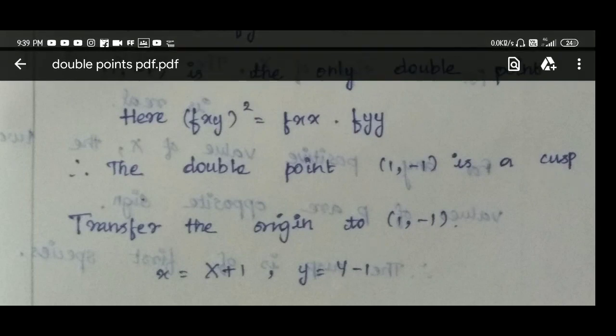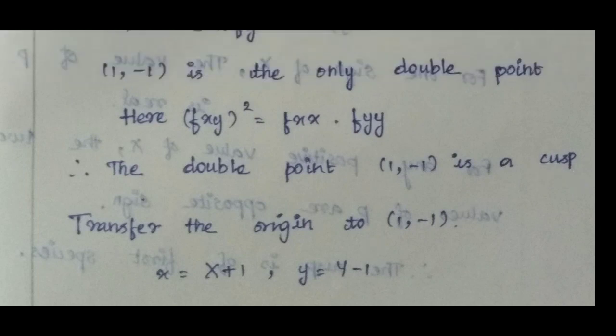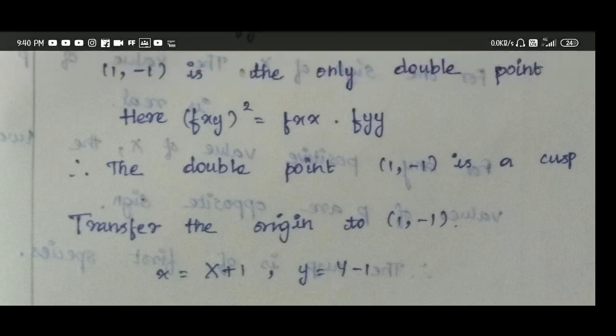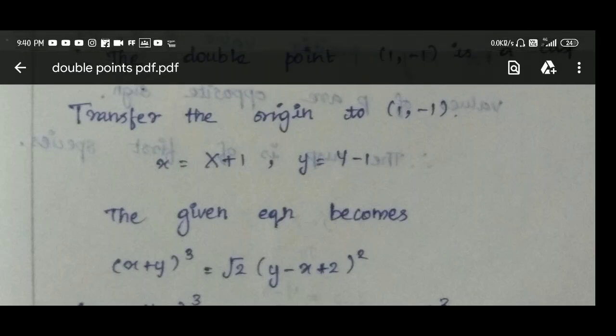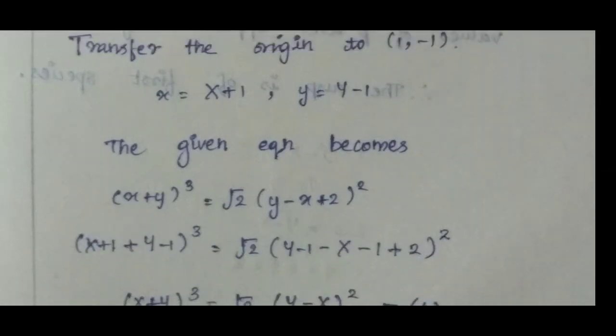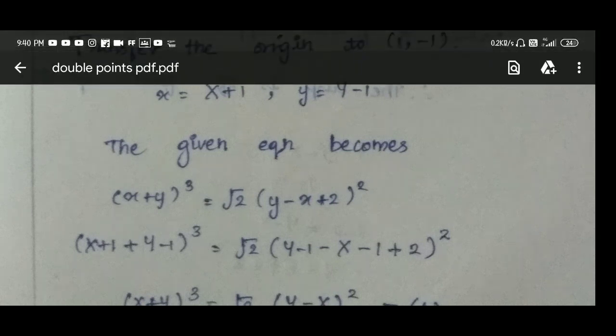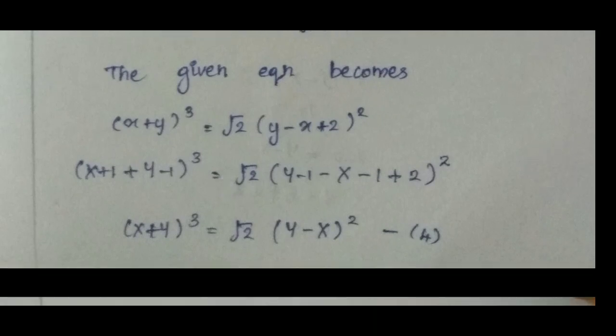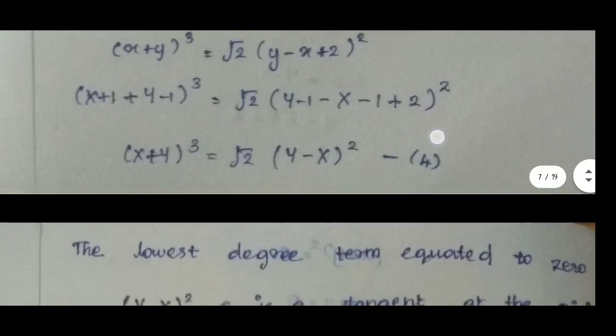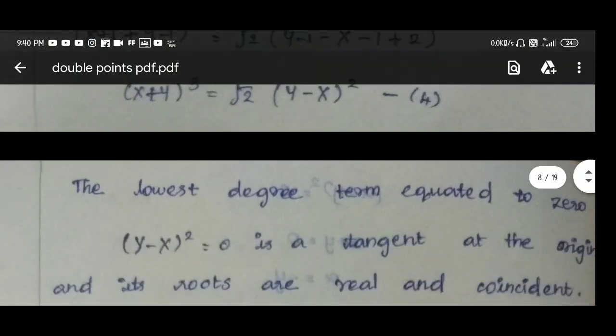Transfer the origin to 1 comma minus 1. So we take x equal to capital X plus 1, y equal to capital Y minus 1. The given equation becomes (x plus y) the whole cube equal to root 2 into (y minus x plus 2) the whole square. Instead of x we substitute X plus 1, and instead of y we substitute Y minus 1: root 2 into (Y minus 1 minus X minus 1 plus 2) the whole square. So we get (X plus Y) the whole cube equal to root 2 into (Y minus X) the whole square, equation number 4.